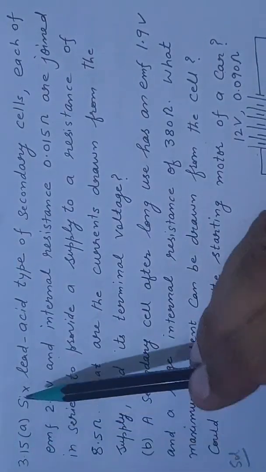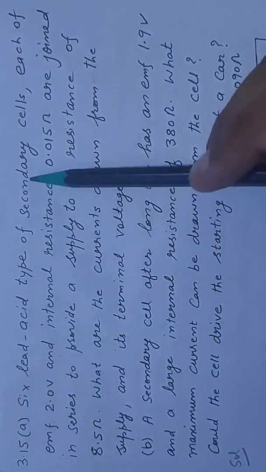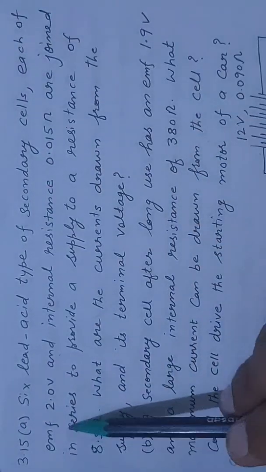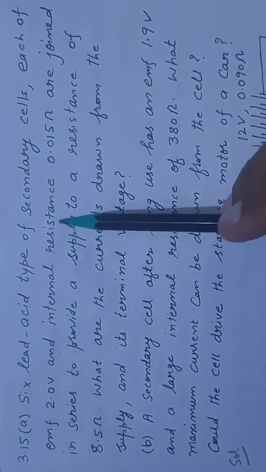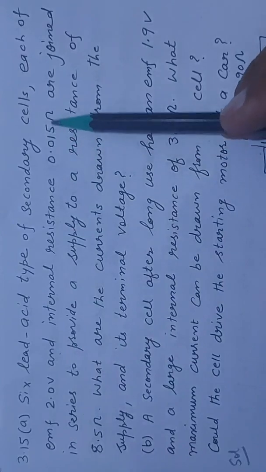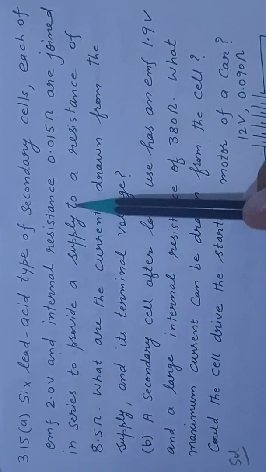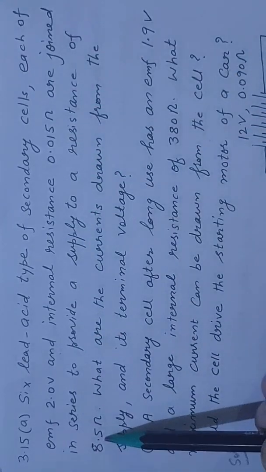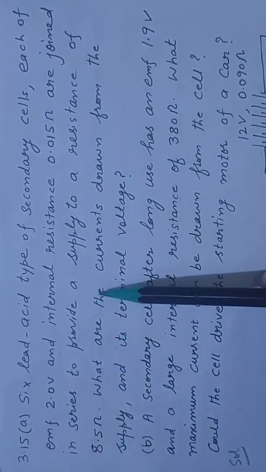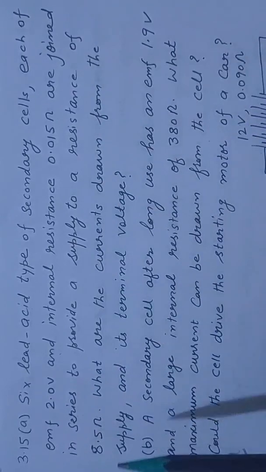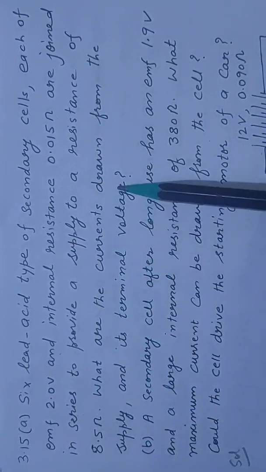3.15 A part. 6 lead acid type secondary cells, each of EMF 2 volt and internal resistance 0.015 ohm, are joined in series to provide a supply to a resistance of 8.5 ohm. What are the current drawn from the supply and its terminal voltage?